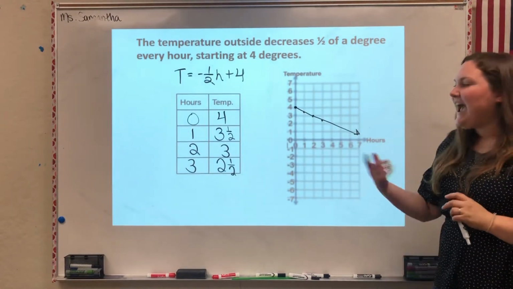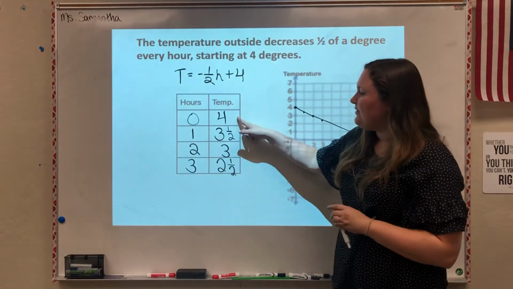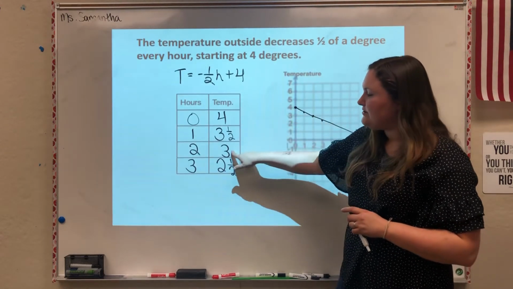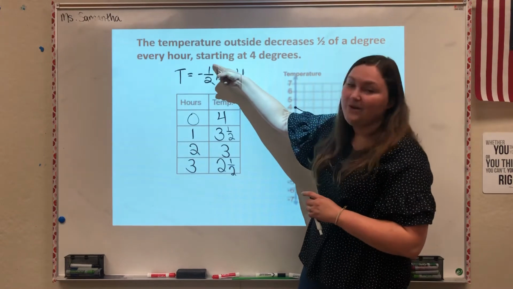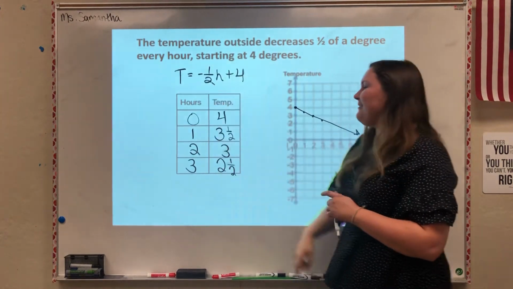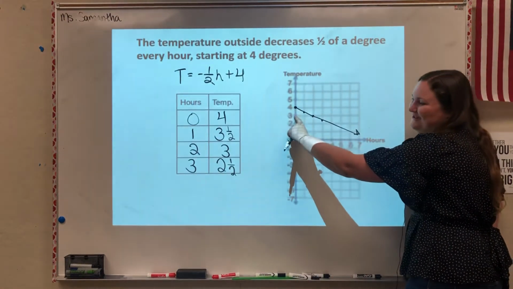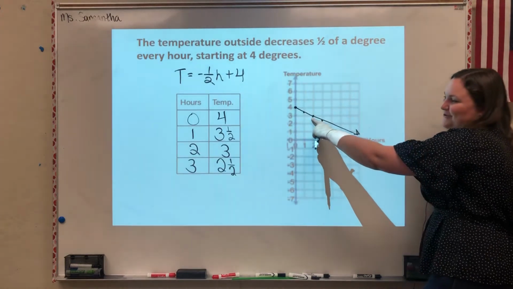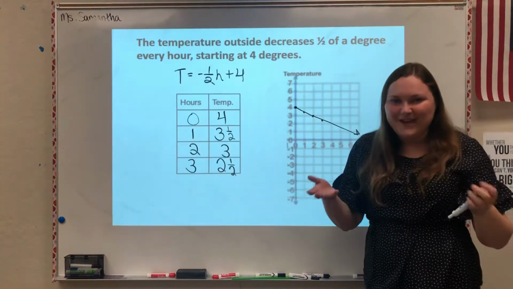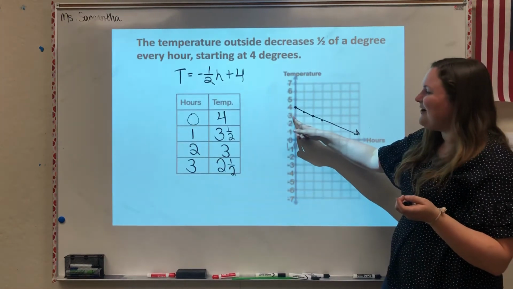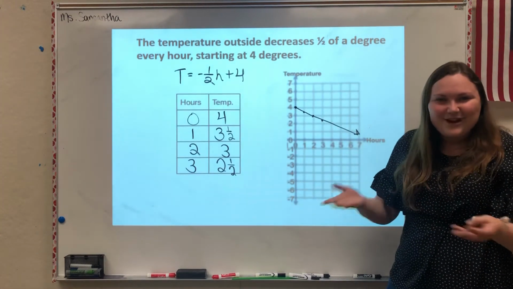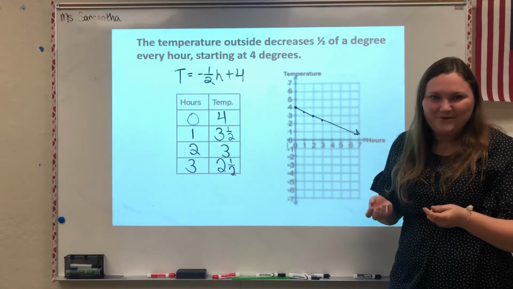Now, if it's going down 1/2 degree every hour, notice it has gone down 1 degree after 2 hours. Where have we heard that before? Again, with slope. Notice, going down 1 over 2. That's describing rise and run, what we did with slope.